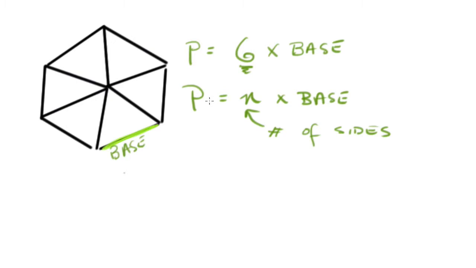Let's do an example using this hexagon. Let's say that this hexagon has 2 centimeter sides. Well, in that case, the perimeter of this thing would be 6, which is equal to n, times the base length, which is 2, which is a total of 12 centimeters. That would be the perimeter of this hexagon.